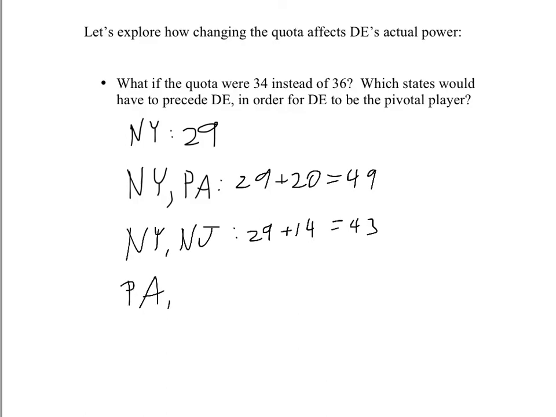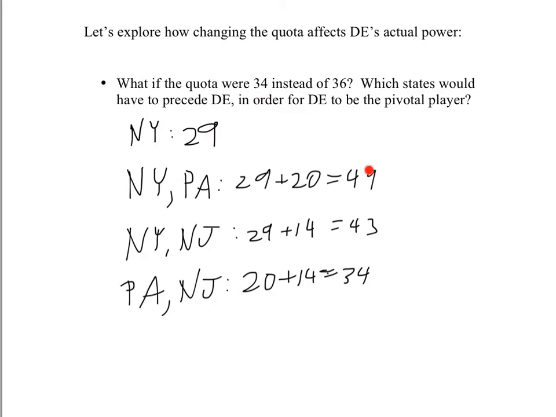If you had Pennsylvania followed by New Jersey, or in the other order, we've already seen that that gives us 34 votes, but now they've already achieved the quota, which means that they don't need Delaware. So the only way Delaware could have been pivotal is if there were some way of achieving a vote total that was either 1 vote, 2 votes, or 3 votes short of the quota. That's the only way that Delaware's 3 votes could make all the difference.